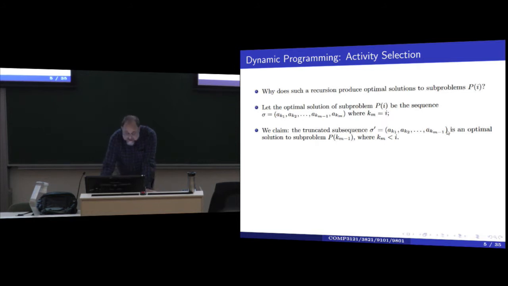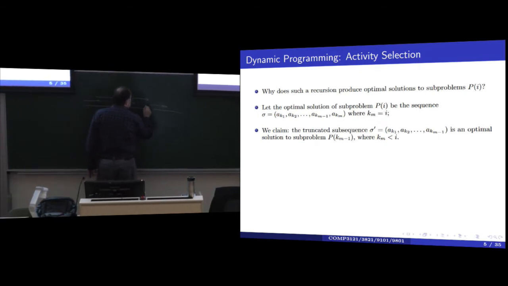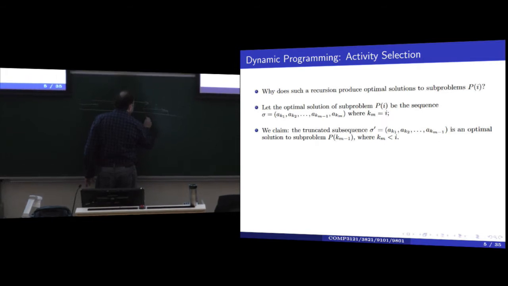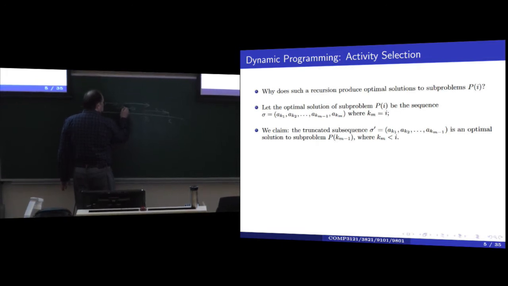And the claim is that this must be the optimal solution to the problem of finding the maximal duration selection of activities that end with activity k_{m-1}. So what do you think? Why is this so? This is the situation. This is the timeline, and you have your activities. And say the optimal solution that ends with the activity i starts here and i finishes at f_i. Assume that this particular activity is activity k that starts at s_k and finishes at f_k.